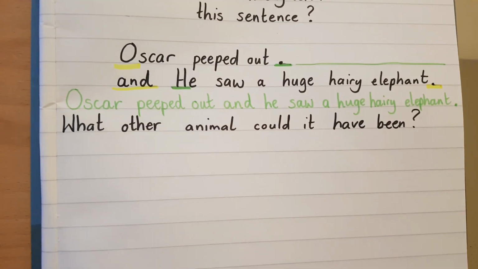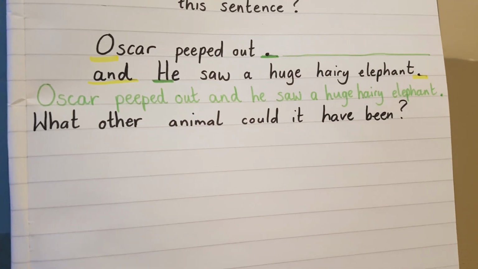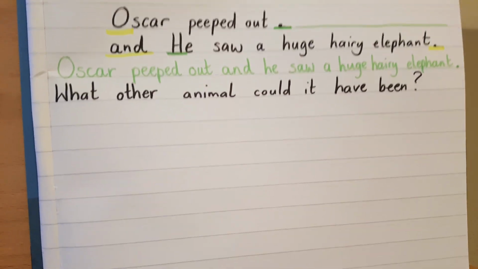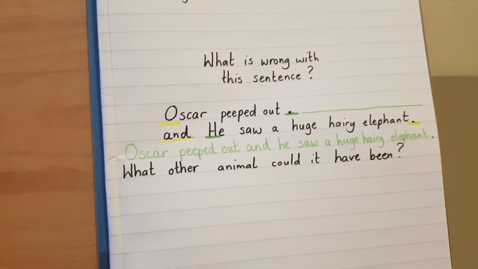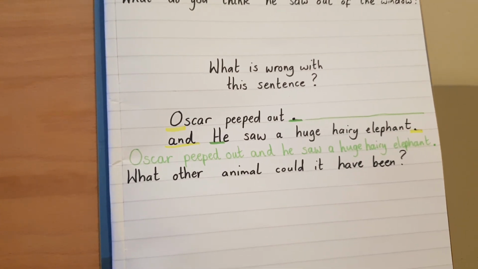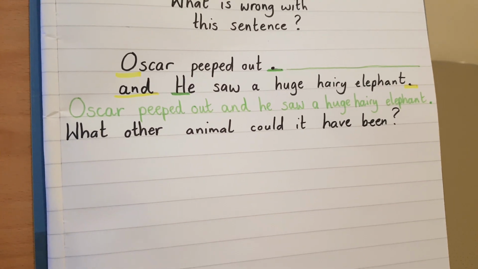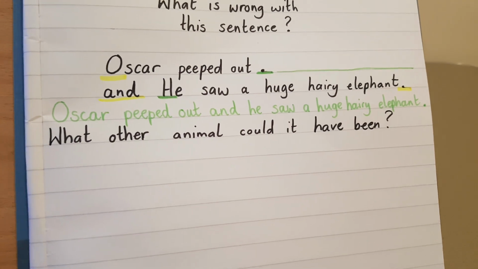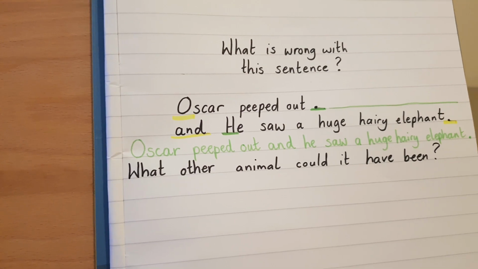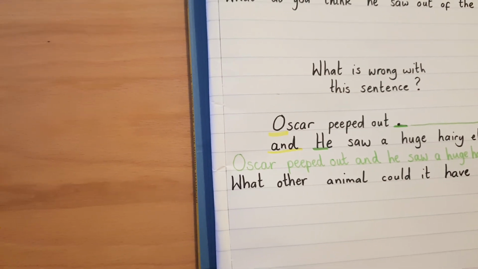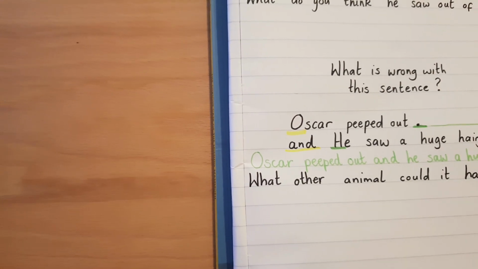Now we're going to have a think about what other animal Oscar might have seen. I've put a picture on Class Dojo for you to look at of different animals. There's a lion, a monkey, a panda, a gorilla, and a hippo. Underneath those animals are some words for you to write in a sentence. So let's have a go now at using some of those words from the picture to write in a sentence.